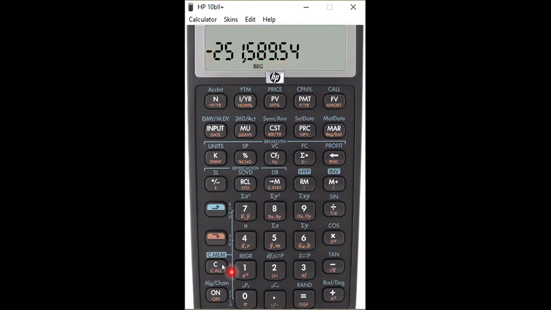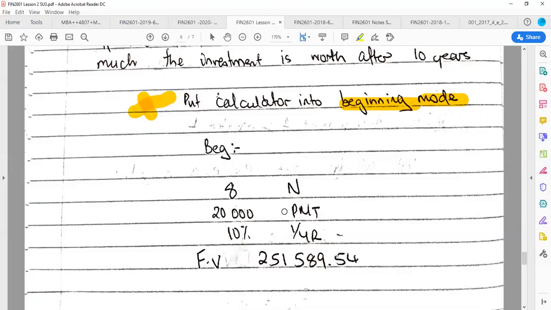Remember, the minus doesn't mean anything. And remember, as soon as you're done with this, remove the beginning mode, okay? Because you'll end up doing calculations incorrectly. You only put the beginning mode if you are working with payments happening at the beginning of each year.